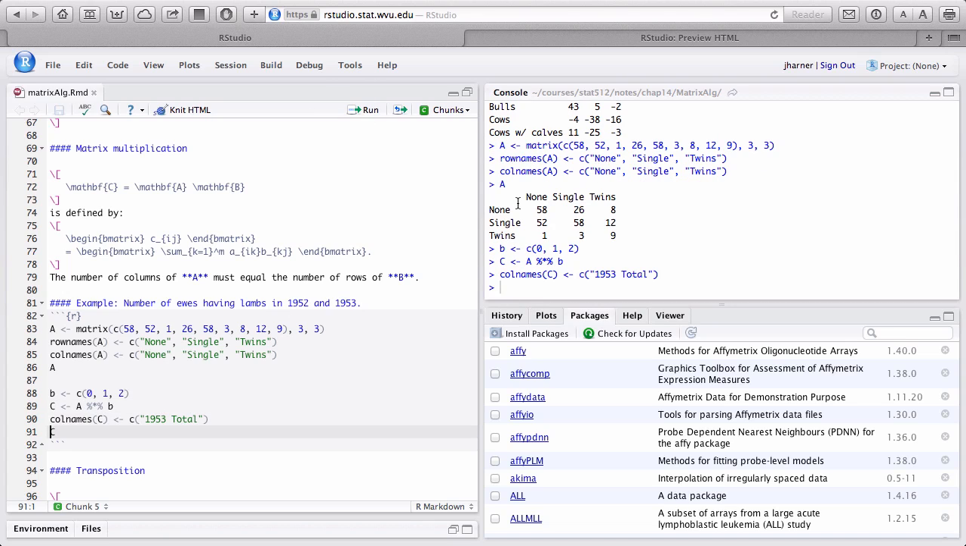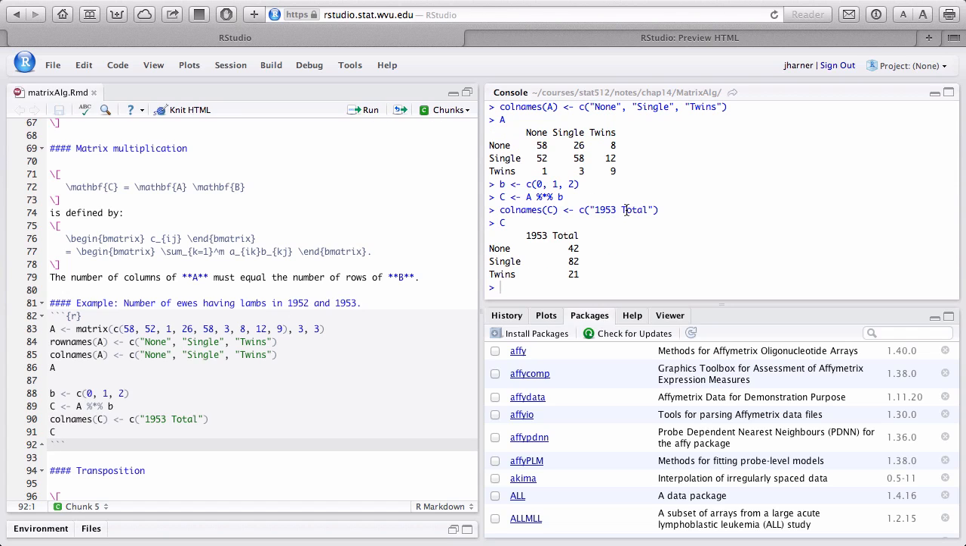And let's see what is C. I'm going to name it 1953 total. And if I do this, how did I get the 42? Can anyone tell me? I'm matrix multiplying A times B, where B is a vector. Now, R is smart enough to know that it looks like a row vector, but if I matrix multiply, I have to make it like it's a column. And R just does that automatically. So I'm multiplying this matrix times the 0, 1, and 2. You can think of this as A times this column B.